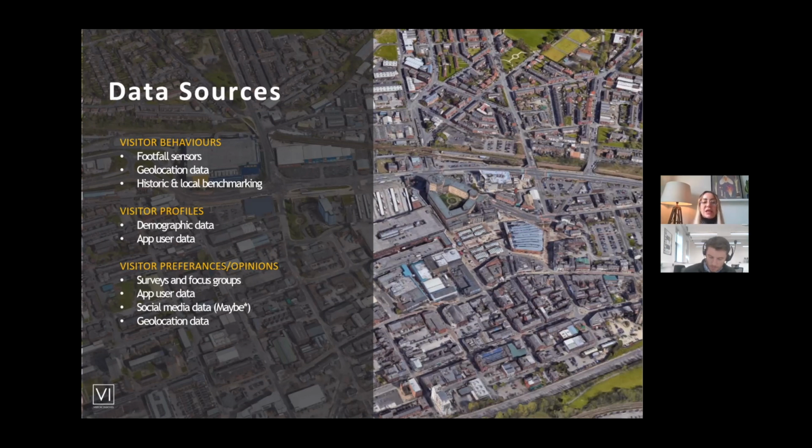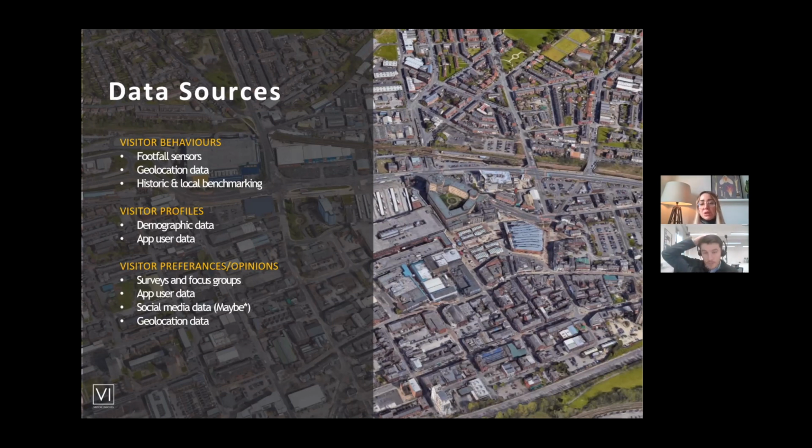So again, your app user data and geolocation data can start to create a great picture of what places people are using. And I know one of your town centres is actually trialling the Maybe platform, one of the providers that we work with quite regularly, for understanding engagement from a social media perspective, as well as physically engaging with people, which arguably is quite difficult in a situation where we are continuing to social distance and there is still a worry from COVID.